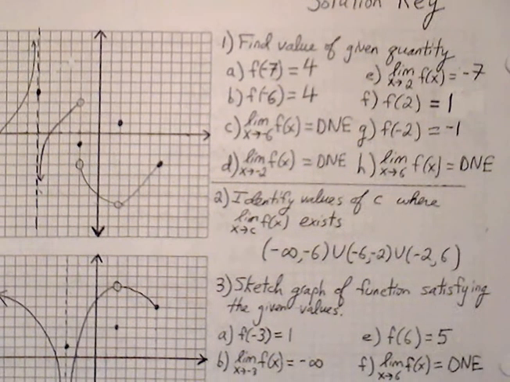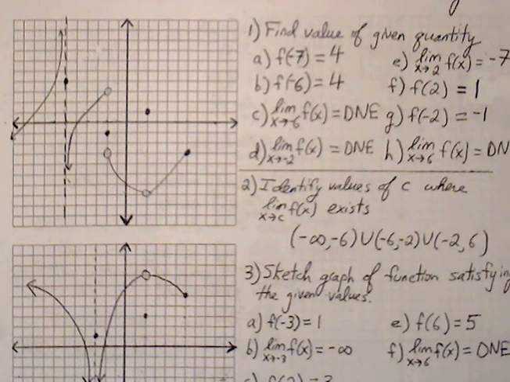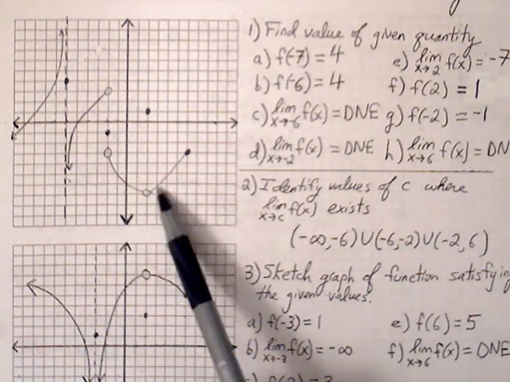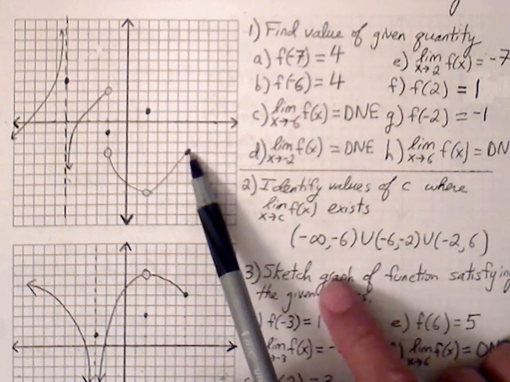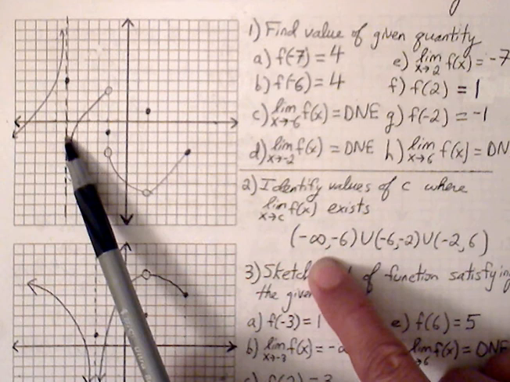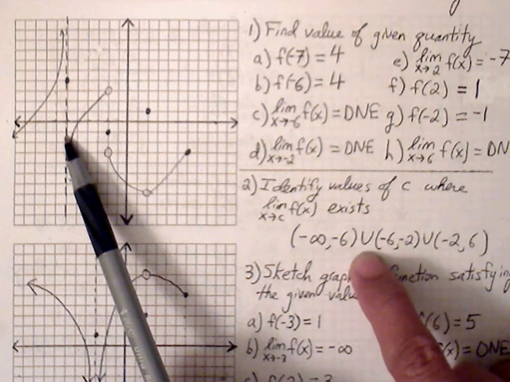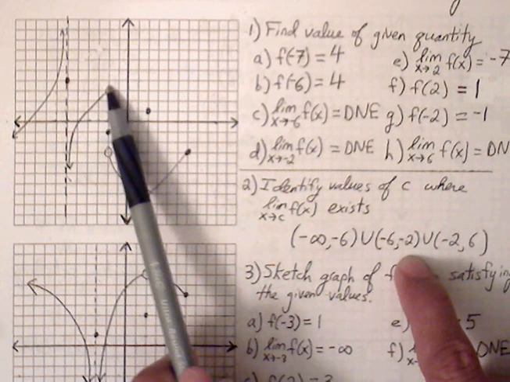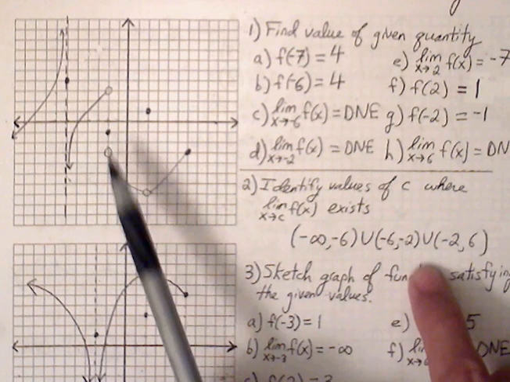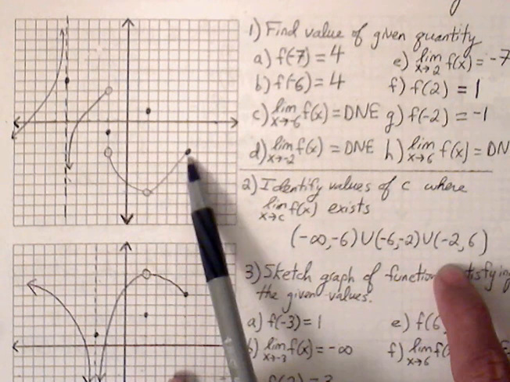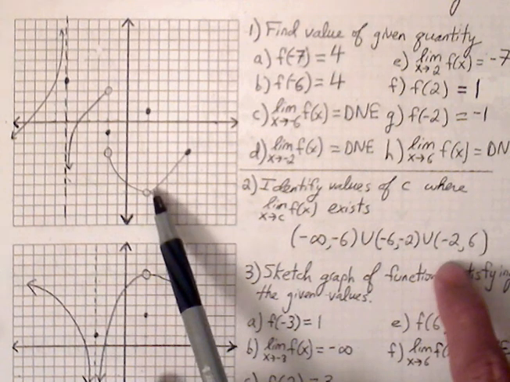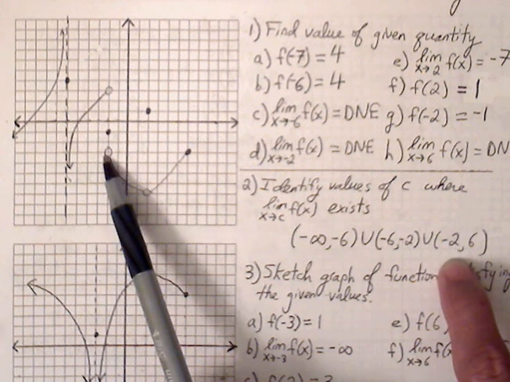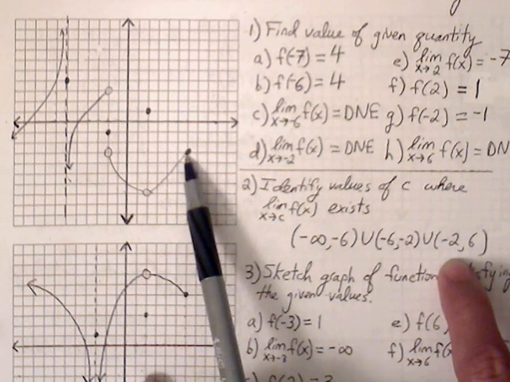Identify values of c where the limit exists. So the limit is going to exist in this region, and in this region here. So we identify that from negative infinity to negative 6, but there's an asymptote there, so we have to consider a break from negative 6 to negative 2, but the limit is not going to exist at negative 2, so we have parentheses, and then from negative 2 to positive 6. However, we can say that the limit exists here, so the domain exists from negative 2 through positive 6.